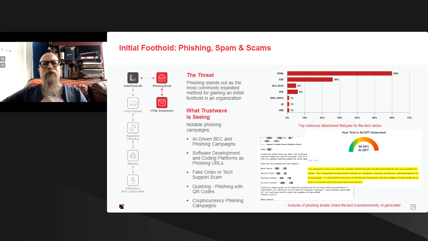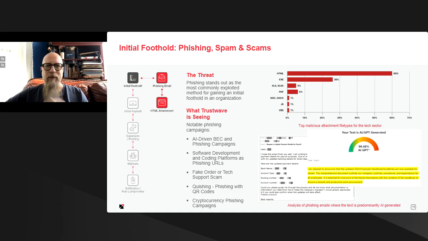So let's talk about that initial foothold, phishing, scams, and spam. So again, phishing is the number one method that threat actors use to get into organizations. 95% of all the compromises that we see, that initial chink was a phishing email that was opened. Either an attachment was opened or a link was clicked on in the email itself. And this makes sense because it's, at least it should be, a lot easier to patch software than it is to patch humans, right? And humans typically want to help people.